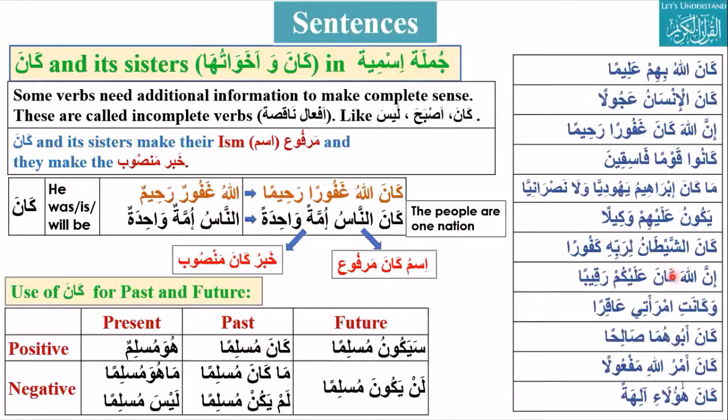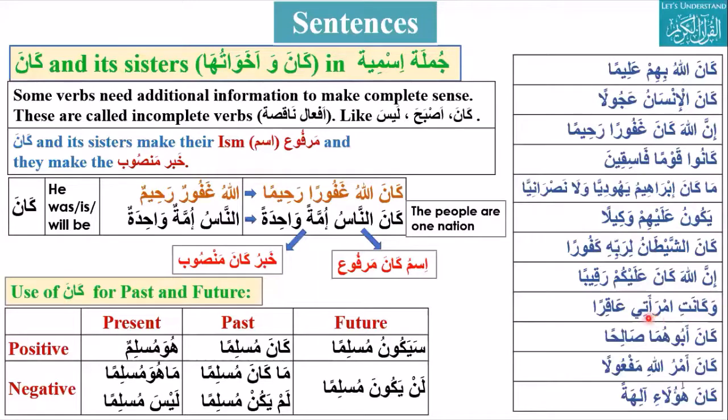Inna Allah kana alaykum raqiba. Inna means indeed, Allah, kana, he is always, alaykum, upon you all. Raqiba is the one who watches, watcher, or the one who is watchful. So how will you translate? Indeed, Allah is always upon you all watching. Is watchful. So Allah subhanahu wa ta'ala is watching everybody always.